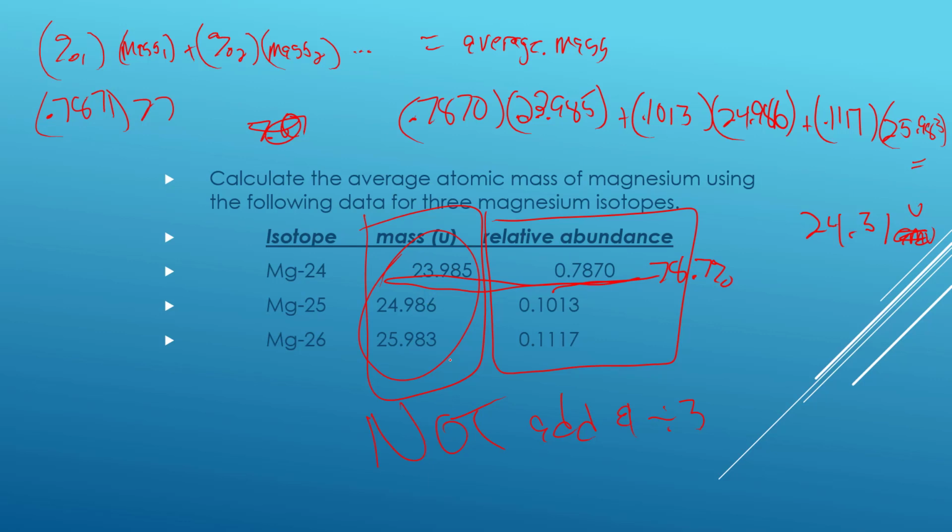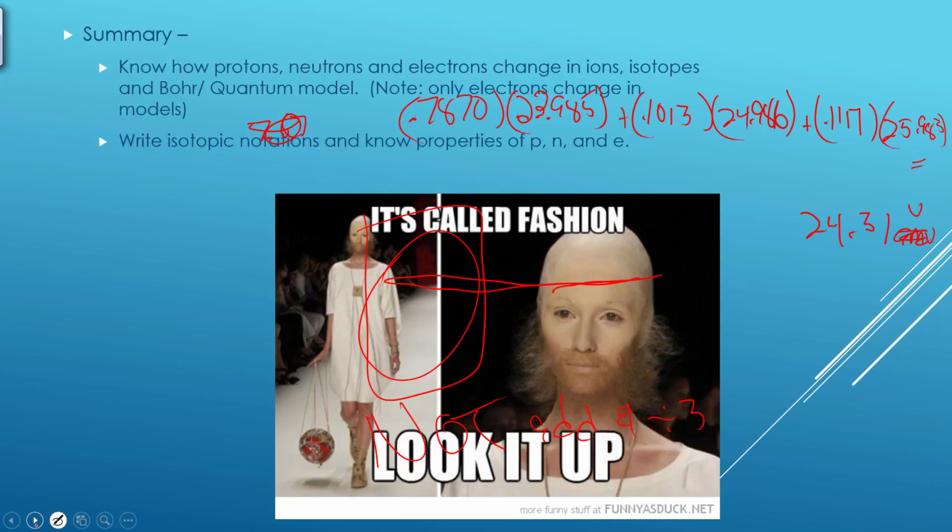Since my computer is being difficult and we've got time to review this in class, we can look at our summary: how protons, neutrons, and electrons change, and ions, isotopes, and the Bohr quantum model. Write the isotopic notations, and do average atomic mass, and we are done.